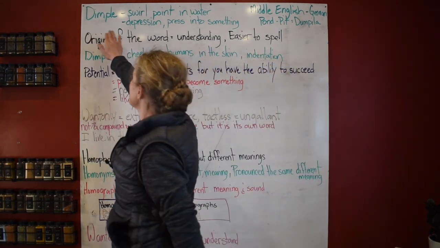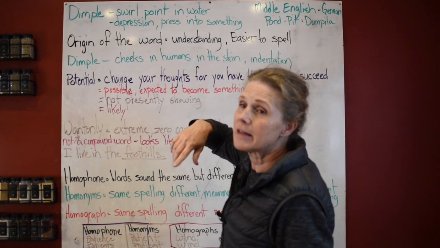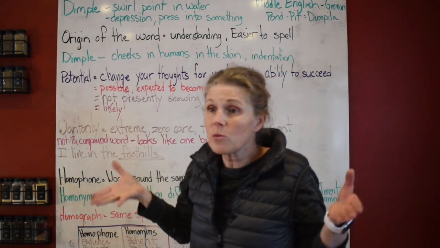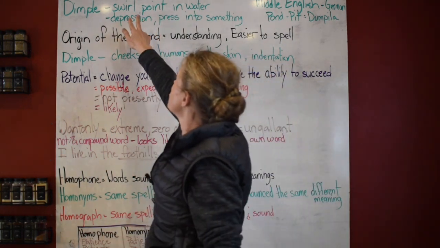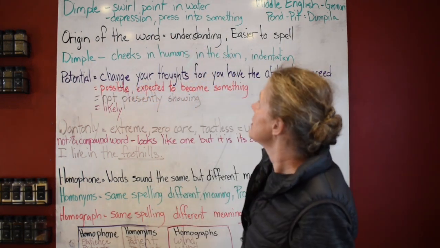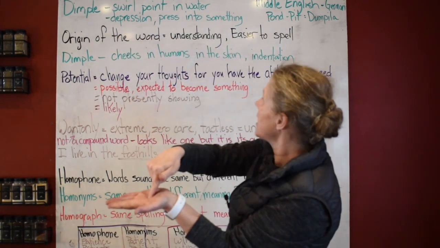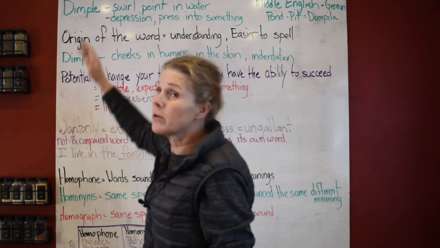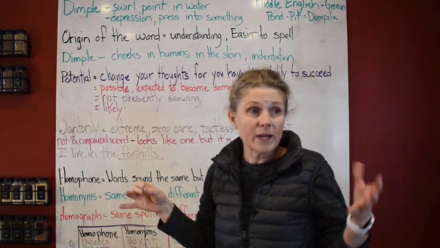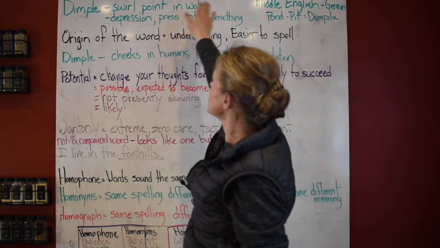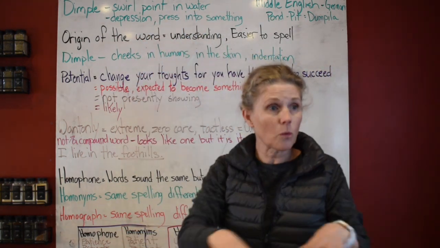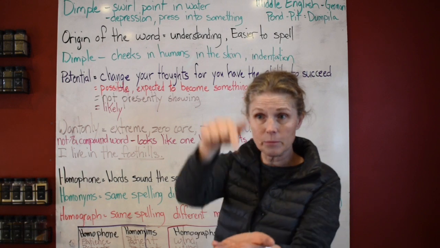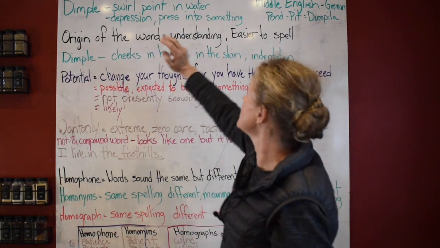Okay, now we have the word dimple. When you smile and there's a hole in your cheek, that is one dimple, but I want you to know that there's more than one meaning of a dimple. It's a swirl, a point in the water. It's a depression, like an indentation pressed into something. So you can have a dimple in a piece of metal. But you know how you throw a rock and hit the water, and you see that swirl in the water and that dimple right in the middle? That is what a dimple is.